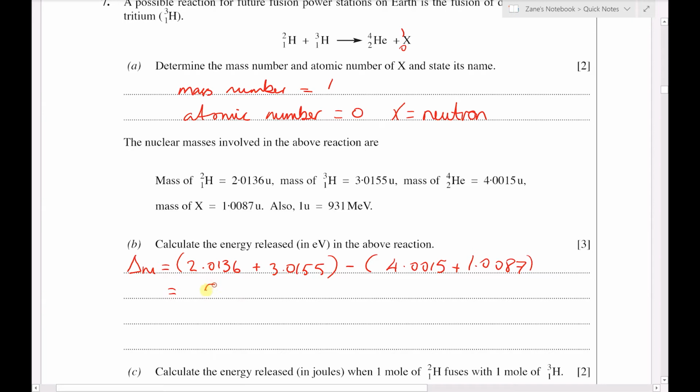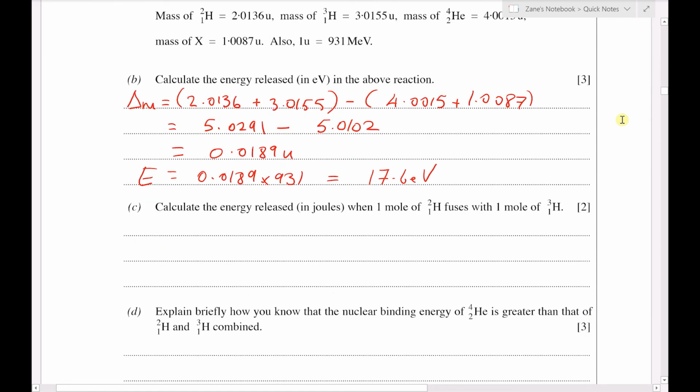On the left we have 5.0291, on the right we have 5.0102. So we can see that there is more mass on the left than the right. The difference is 0.0189. To turn that into energy, we simply multiply that by the 931 MeV that was given in the question, and that will give us about 17.6 MeV.